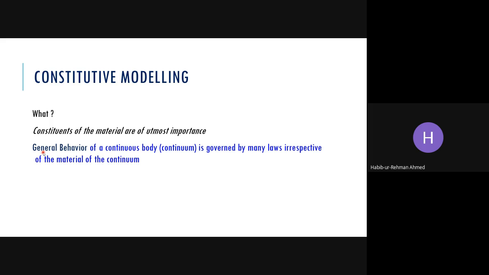Now, the general behavior of a continuous body, which is a continuum, as I told you, is governed by many laws. Okay, many other laws, irrespective of the material of the continuum. Now, there are several other laws which hold good.